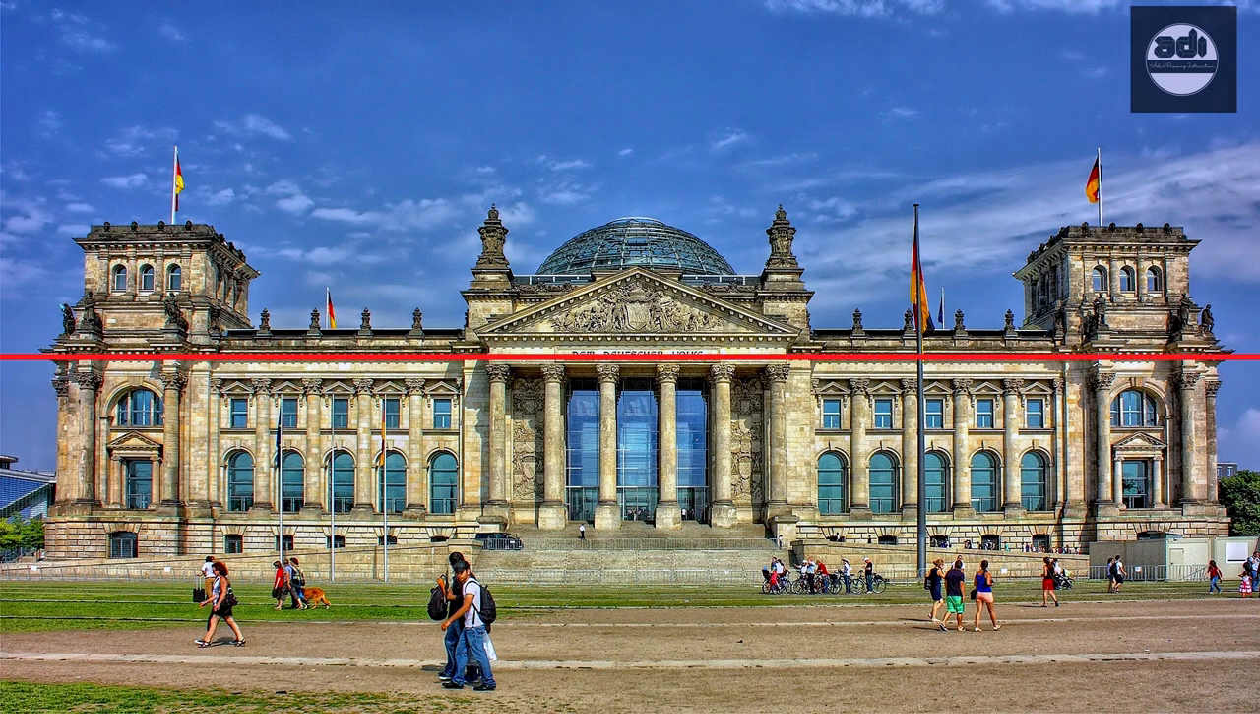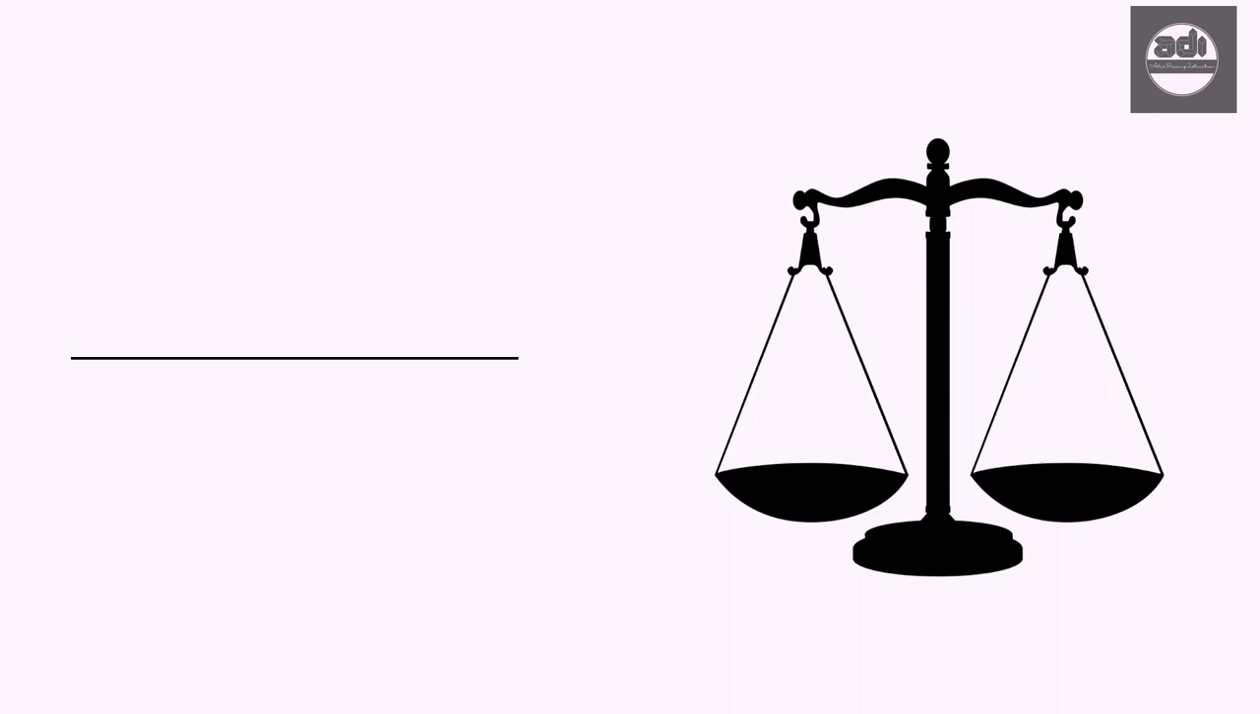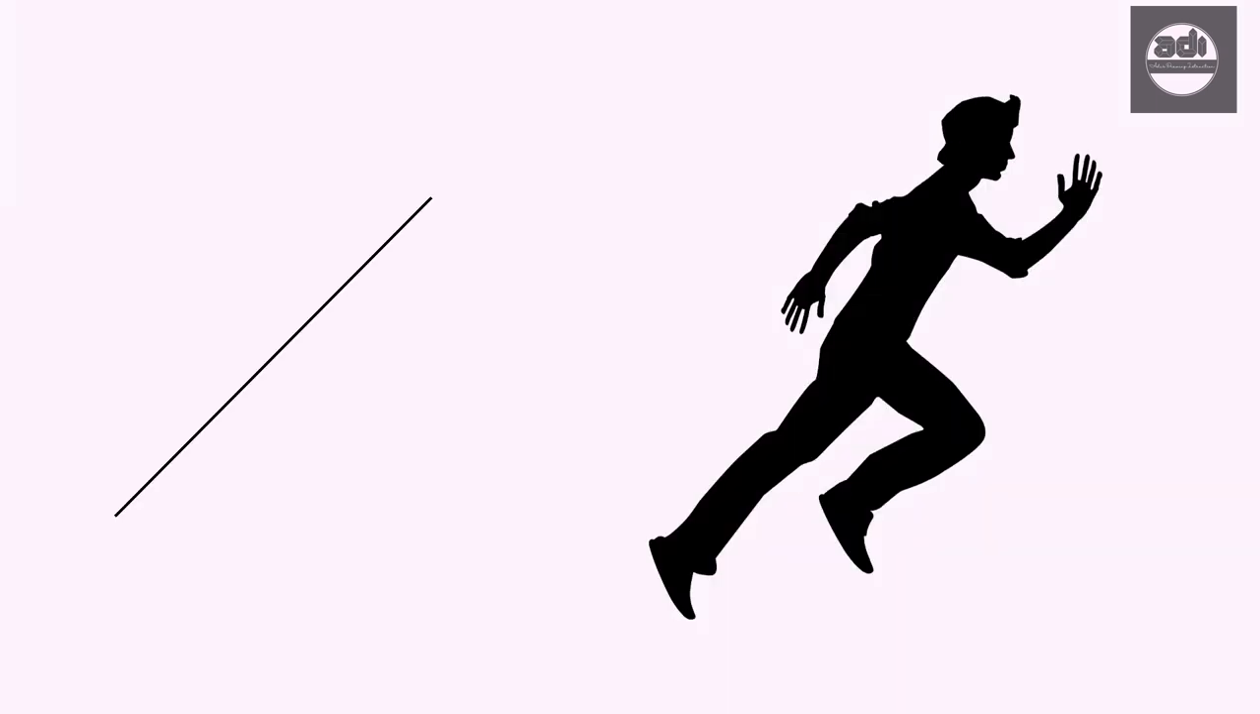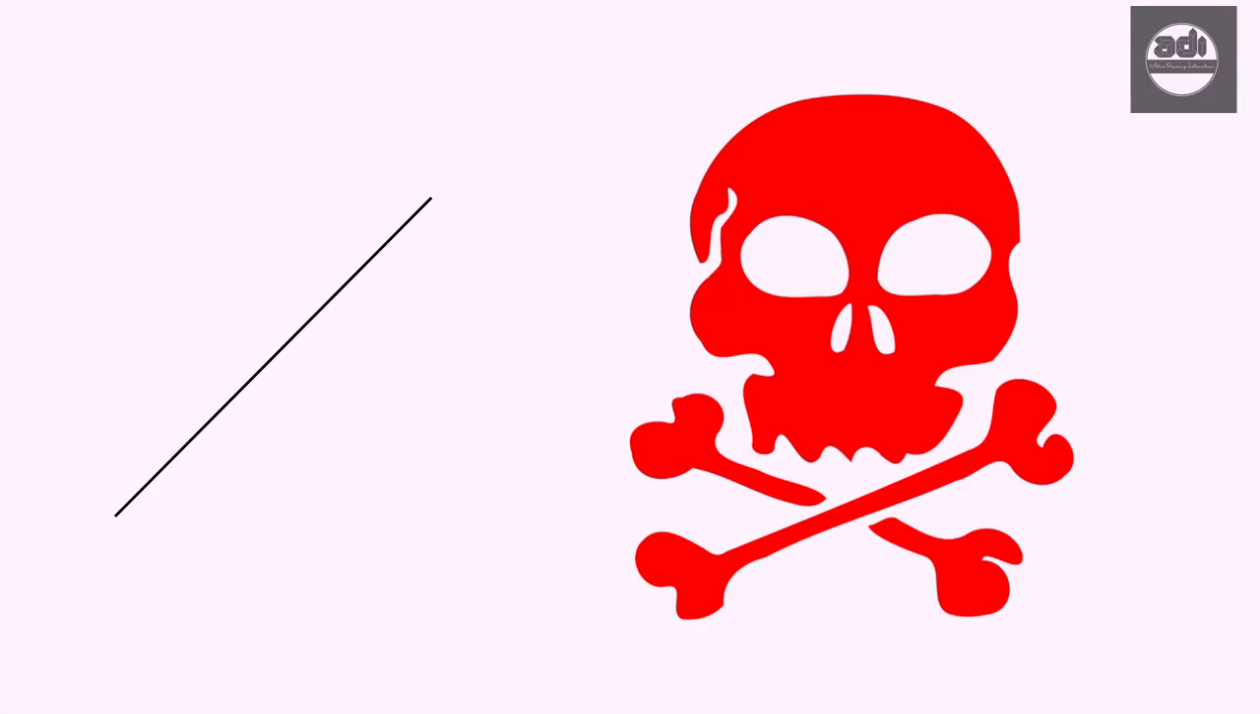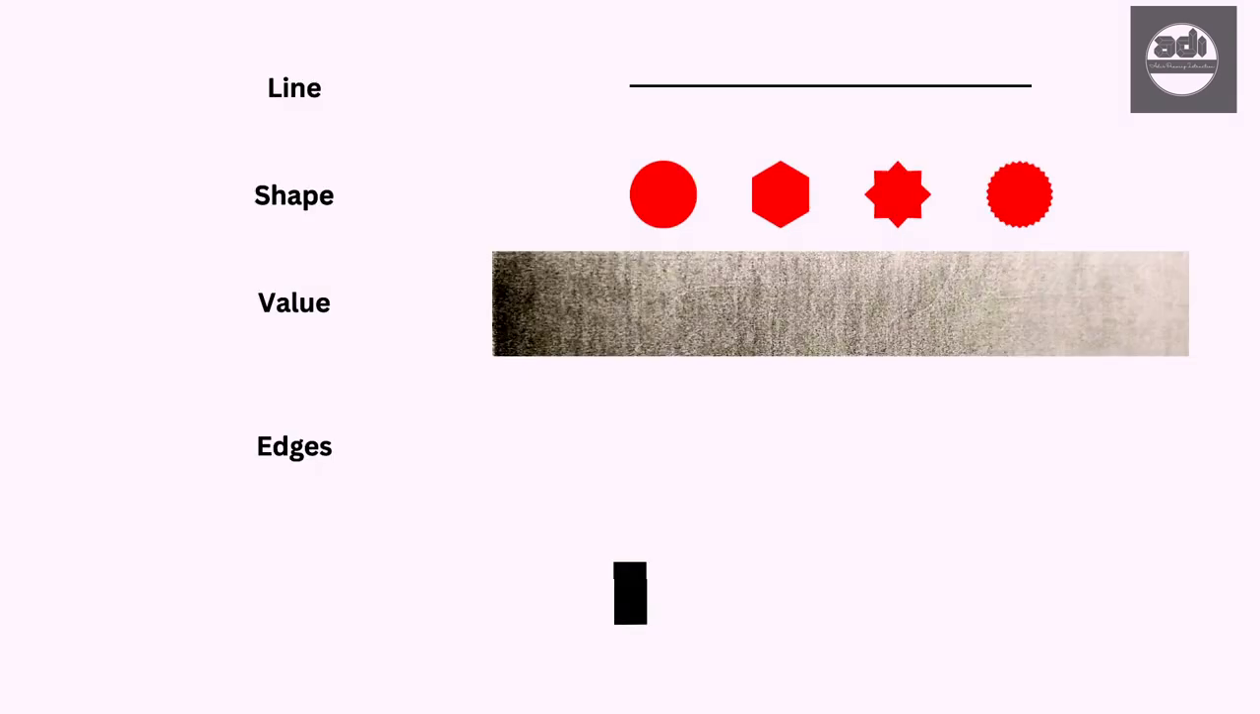For example, a vertical line communicates an upright and standing quality. Horizontal lines communicate stability and balance. Diagonal lines communicate action, dynamism, instability, and sometimes even danger. A line in itself has shape, value, and edges.